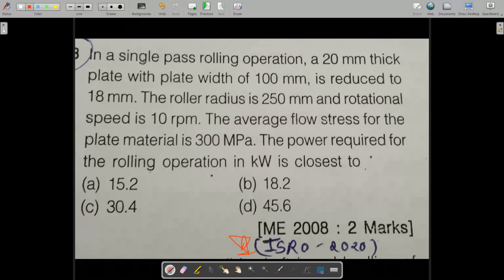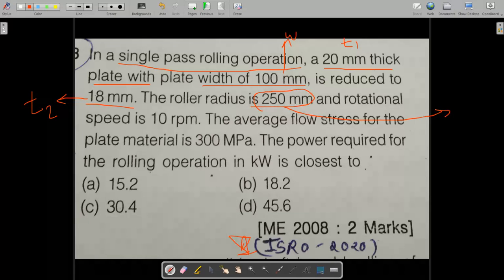In a single pass rolling operation, a 20 thick plate, that means initial thickness T1 is given to you as 20, with a plate width W of 100. Nothing is mentioned about whether the width is changing or not, so we will take it as constant. It is reduced to 18, so this is the thickness after reduction. The roller radius R is given as 250, and rotational speed N is 10 rpm.